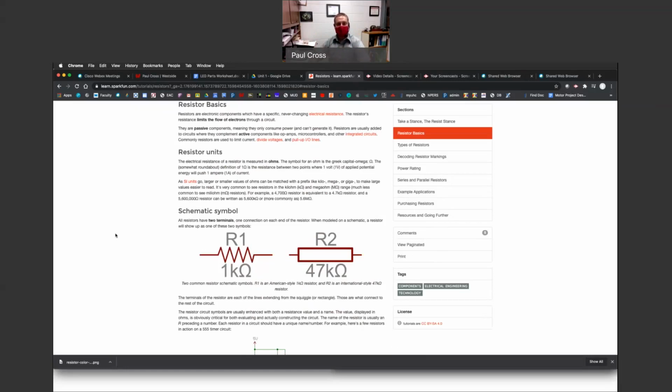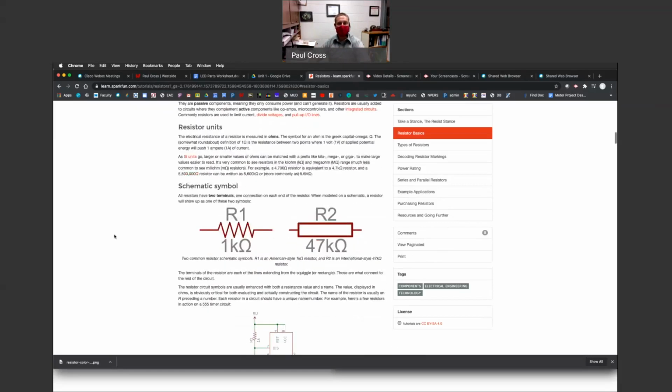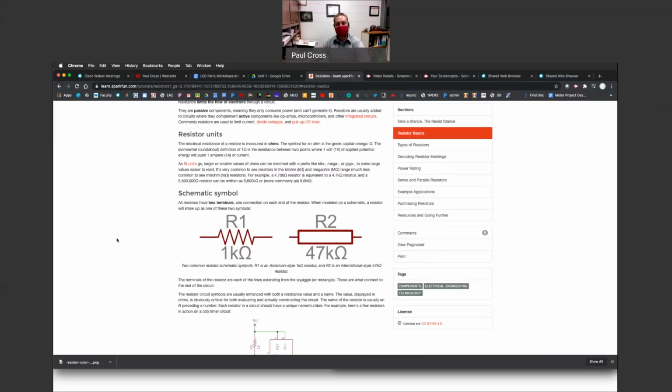The resistor has a measurement in ohms. Ohms is our unit of measure for resistance. We have an ohm meter that measures resistance, built into our multimeter. And things like kilo ohms and mega ohms are thousands and millions, or giga, billions of ohms. So we have the SI prefix in front of those.